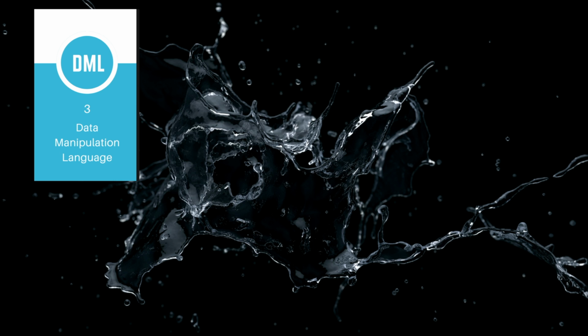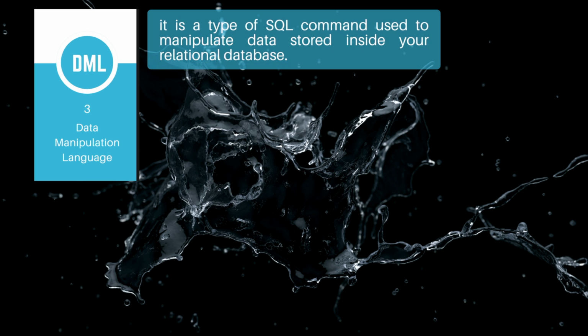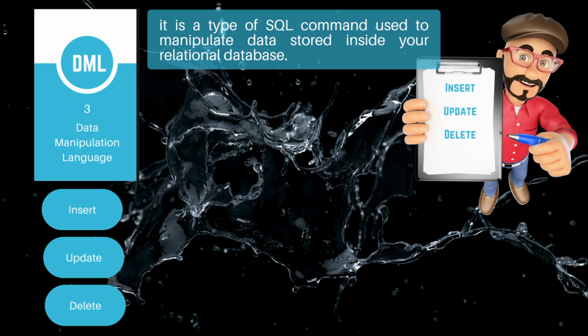Now let's move on to the third group type, which is DML. That means Data Manipulation Language. It is a type of SQL command used to manipulate data stored inside your relational database. Underneath this group, you can find some most commonly used DML commands like insert, update, and delete. So let's look at the insert command.